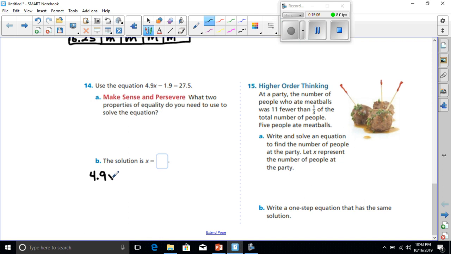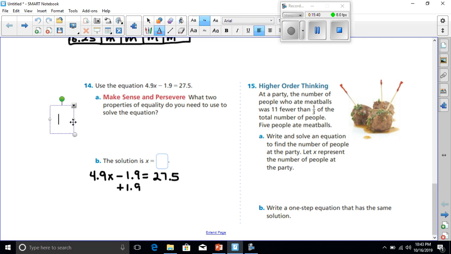4.9x minus 1.9 equals 27.5. The first property of equality that I'm going to need to use, since I have a negative 1.9, is to add 1.9, and that means I'm going to use the addition property of equality. Okay, so first I'll use the addition property of equality.